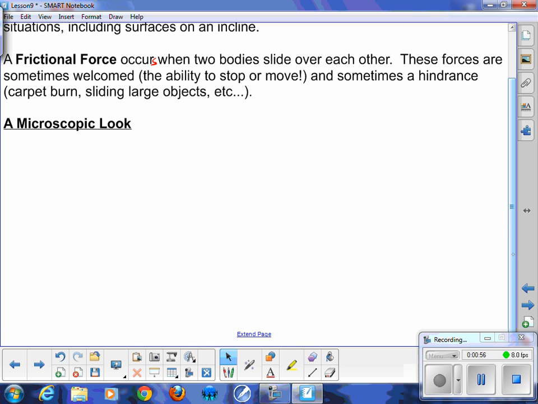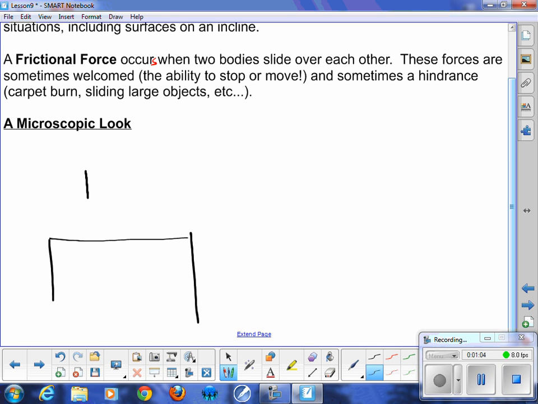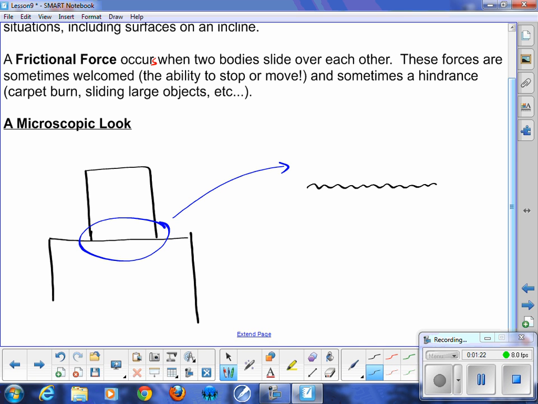So let's take a microscopic look here for a second. In terms of what a frictional force looks like, I'm just going to take one object sitting on another, basically a box on a table. And what we're going to do is zoom in on this region. If we zoom right in, we see that the tabletop, which I'll do in black, has small imperfections in the surface. Similarly, the bottom of the box, which I'm going to do in green, also has similar imperfections.